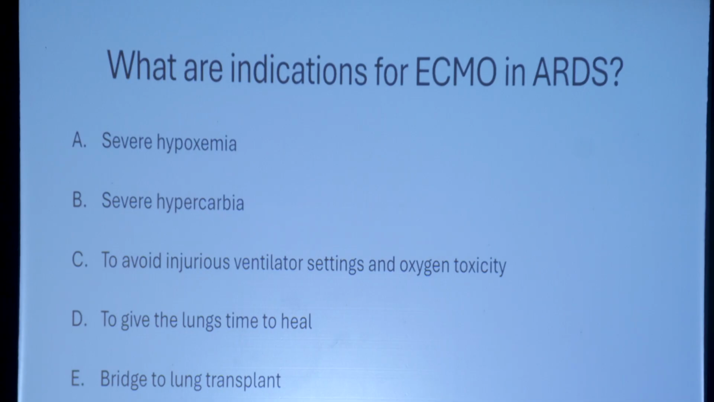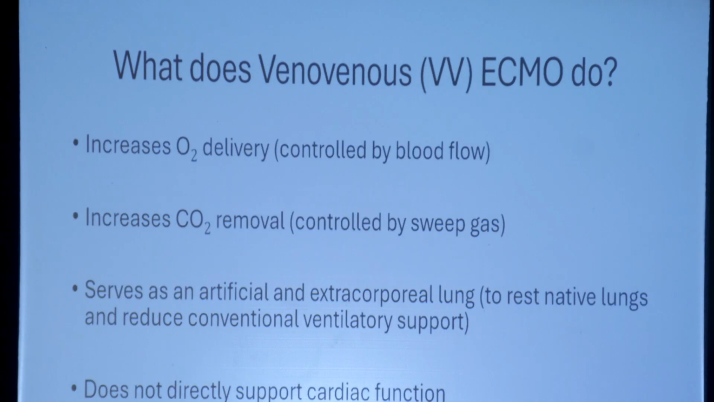tolerating hypercarbia, treating acidemia with alkali therapy, etc. Avoiding injurious ventilator settings, oxygen toxicity, giving the lungs more time to heal, because ECMO is not directly healing the lung or treating the lung, it's supporting the lung with an artificial lung while it has a chance to heal. And in some situations, either chronic or acute on chronic, ECMO can be a bridge to lung transplant. So the correct answer here is F, all of the above. All of these can be together or separately indications for ECMO support in respiratory failure acutely.